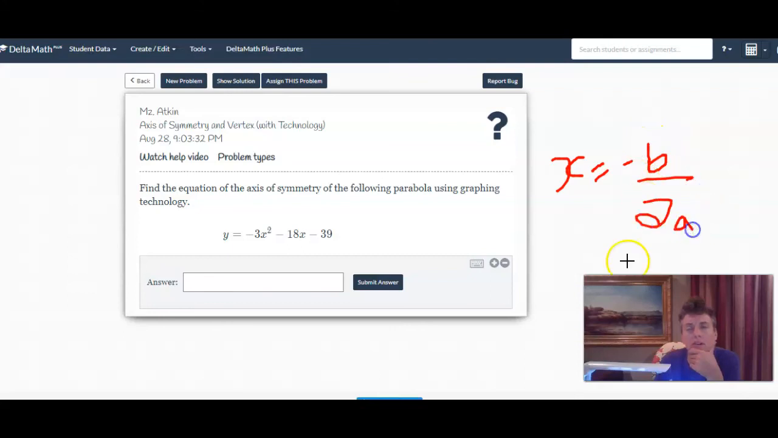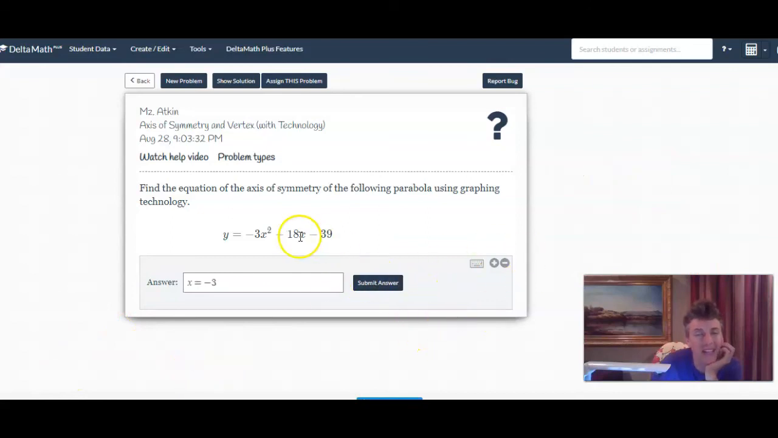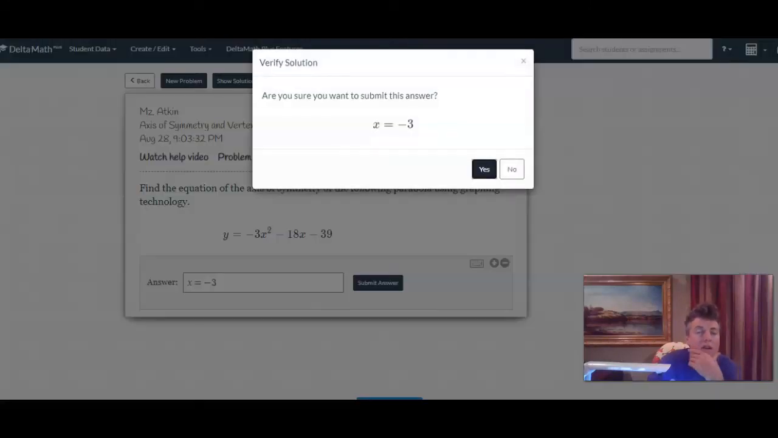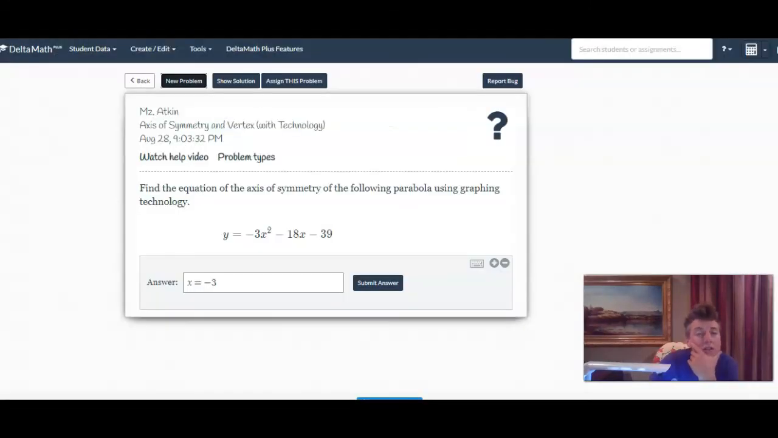I'm looking for, then in this case, x equals negative, b is already negative, so negative 18 divided by 2 times a. Well, 2 times a is negative 6. Solvey, mathy. What am I going to get? Negative, positive. So positive 18 divided by negative 6. x equals negative 3. Let's submit our answer. Are you sure? Yeah, dude, I'm sure. Totally sure. And that's why, because we're a bunch of geniuses.